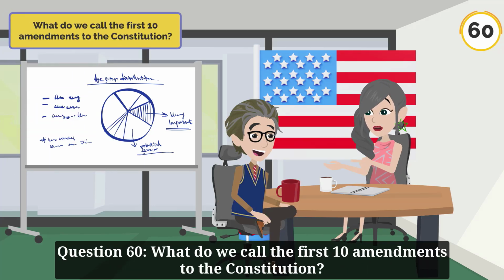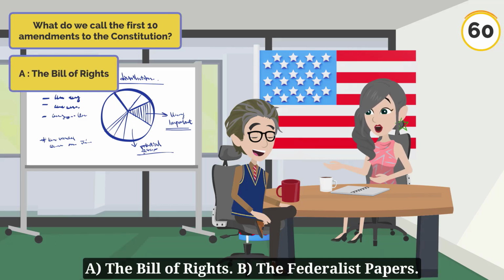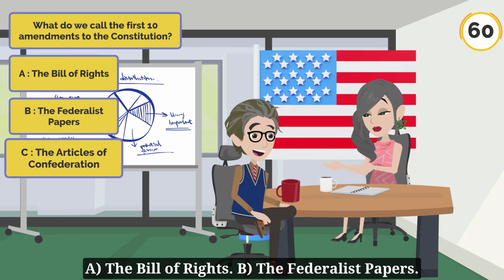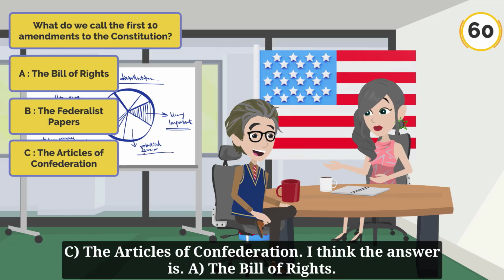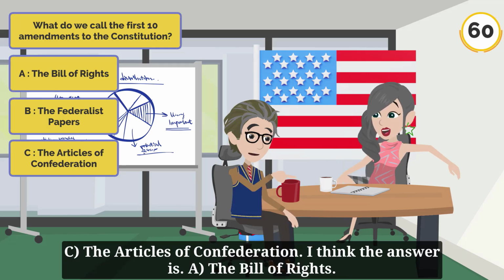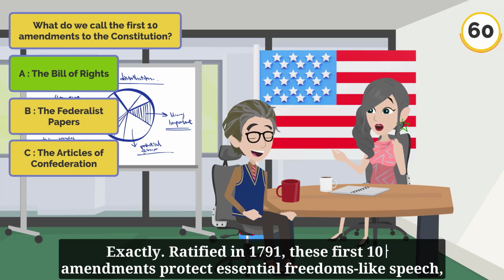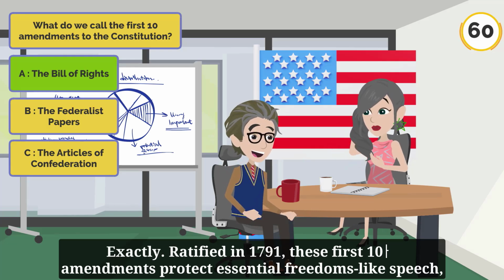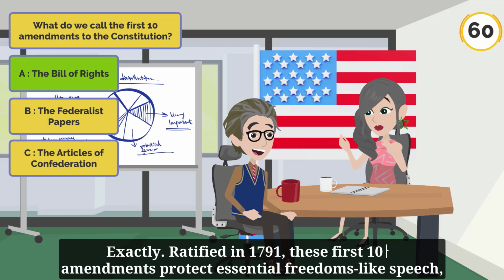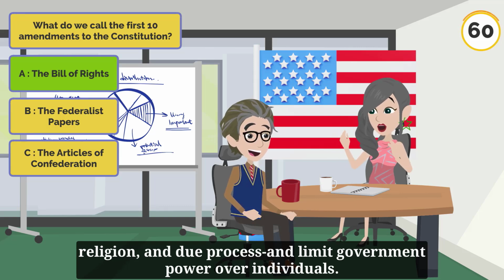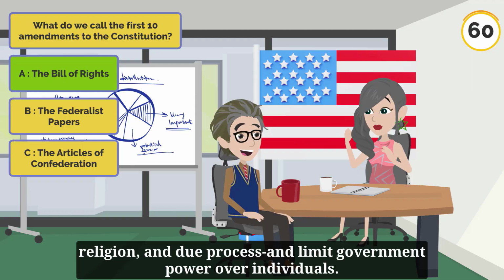Question 60. What do we call the first 10 amendments to the Constitution? A. The Bill of Rights. B. The Federalist Papers. C. The Articles of Confederation. I think the answer is A. The Bill of Rights. Exactly. Ratified in 1791, these first 10 amendments protect essential freedoms like speech, religion, and due process, and limit government power over individuals.